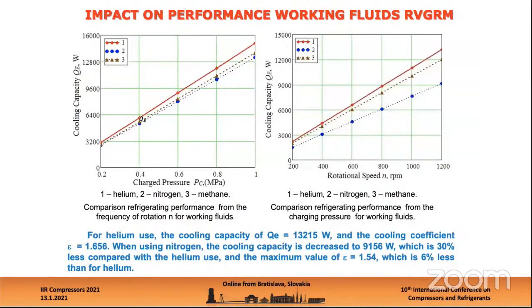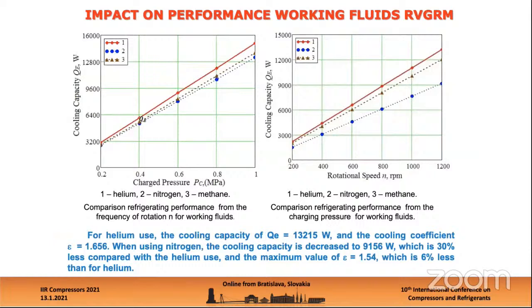The performance analysis has been done with the use of various working fluids, helium, nitrogen, methane, at a temperature level of 233 K. It is proved that for each of the working fluids the cooling capacity increases with the shaft rotation frequency and the charging pressure increase. For helium use, the cooling capacity is 13215 watt, and the cooling coefficient E equals 1.656.